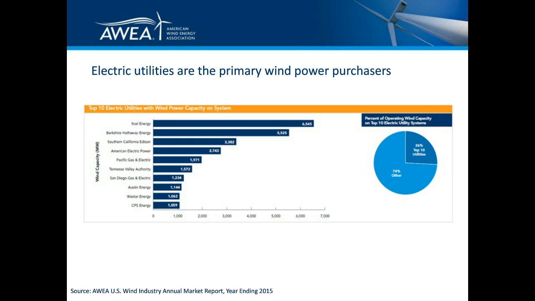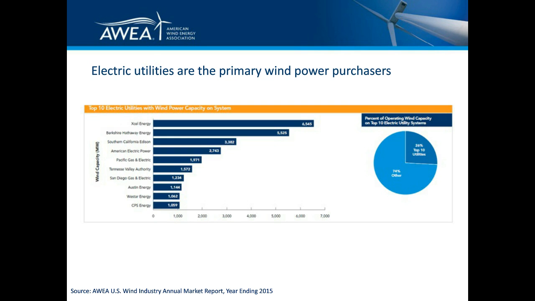In terms of the biggest players on the utility front, you can see here that these are the top 10 electric utilities that have wind power on their system, either secured through a power purchase agreement or directly owned by the utility. Xcel Energy, which is a utility that operates in Minnesota, Colorado, and a variety of other states, has been our largest utility in terms of wind capacity for the last 12 years. Berkshire Hathaway, sort of a new addition to the list in the last couple of years, but as you can see, quickly rising into the number 2 position.